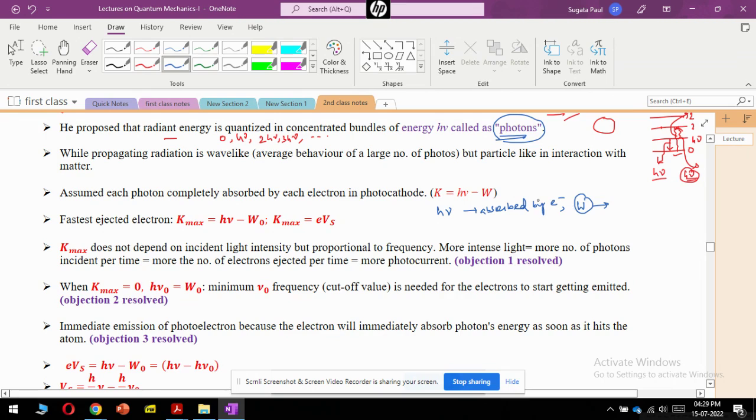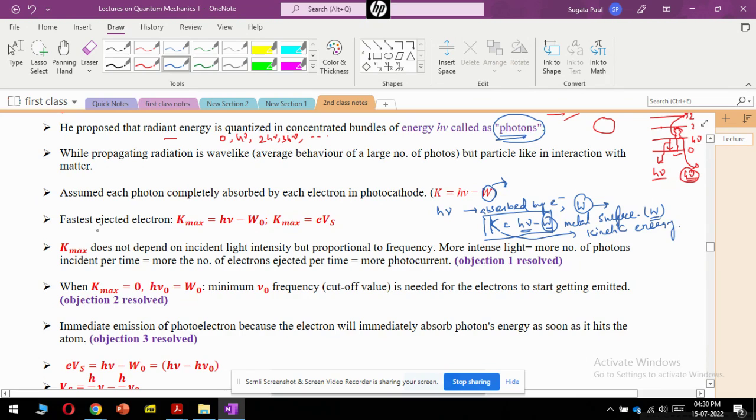This amount of energy is lost in getting the electron to come out from the metal surface. So what is the excess or rest energy? That goes into the kinetic energy of the outgoing electron. The electron absorbs the photon's energy entirely, that is h nu, uses some part of that energy to come out from the metal surface, and the rest is used up as the kinetic energy of the outgoing electron. The work function depends on the nature of the metal. This is the general form.